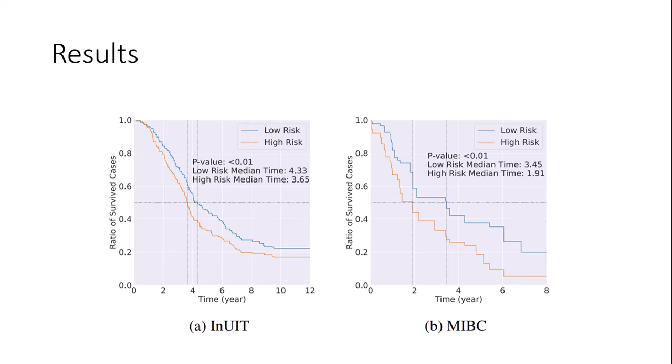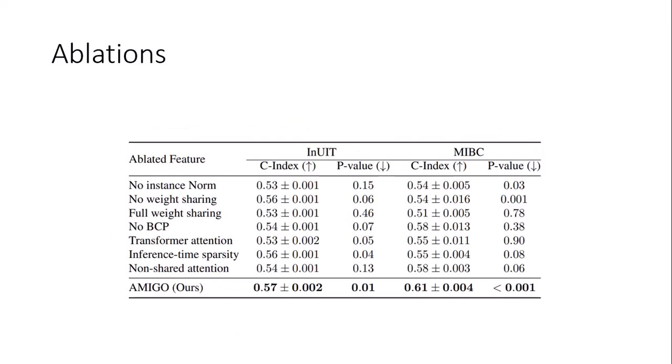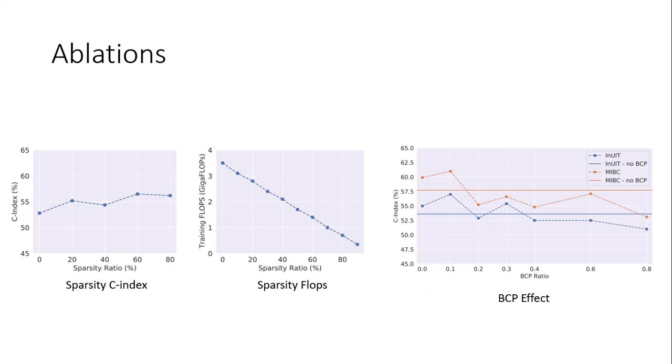low-risk cohorts. To make sure that our design choices are reasonable, we have performed extensive ablation studies on different parts of the network, and these experiments show that our design choices are actually important for the performance of the model. Specifically, as for the sparsity, as we increase the ratio, we can see a drop in the training FLOPs, which is expected. But in contrast, as for the C-index, we can see it's almost constant with different sparsity ratios, which means that our model is robust enough to propagate the information between the nodes even with a high degree of sparsity.